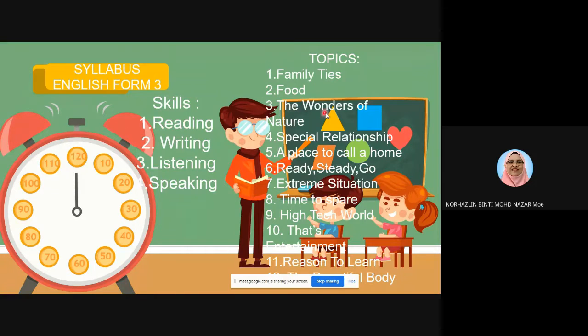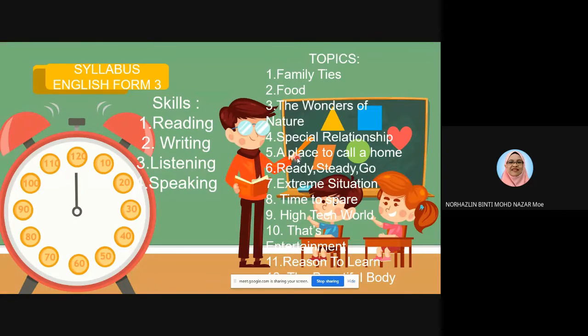Unit 3, the wonders of nature. You're going to talk about the environment. What are the wonders that we have in the world? Unit 4, special relationship. In this topic, you learn how to come up with solutions for certain problems.